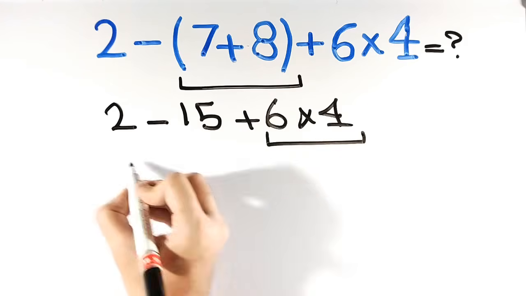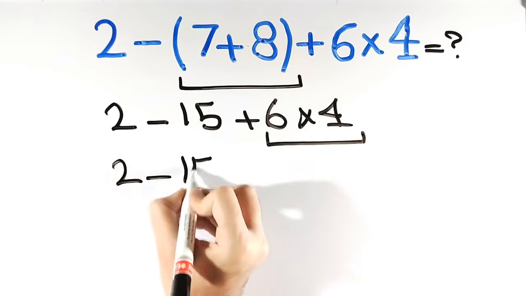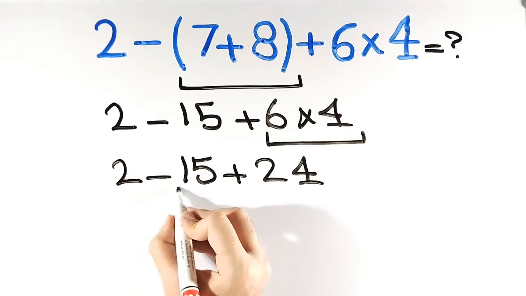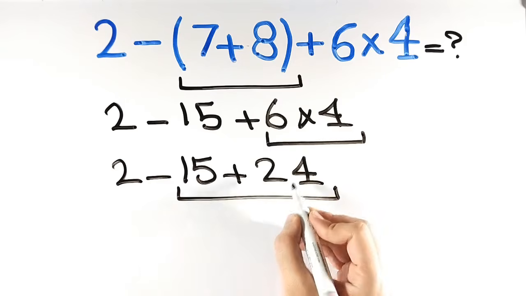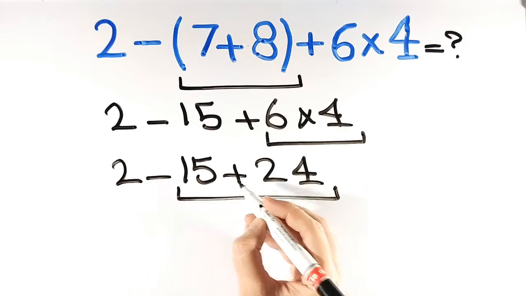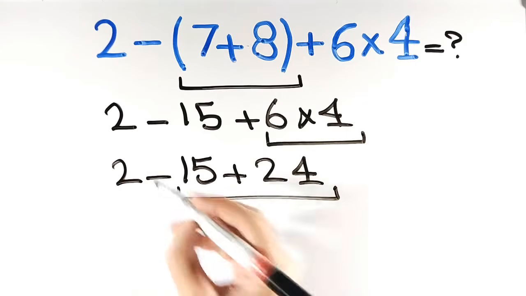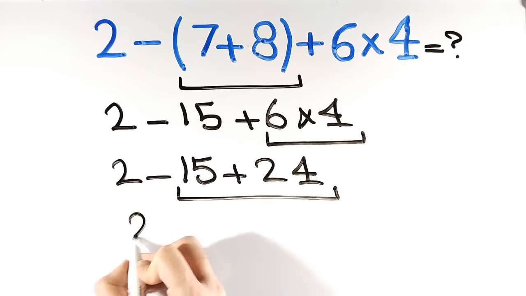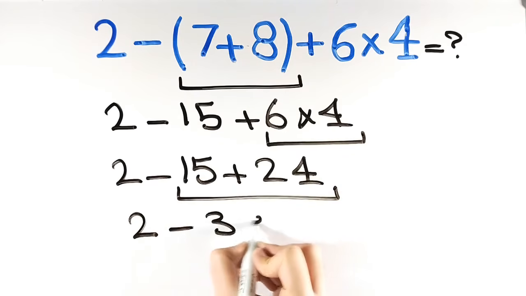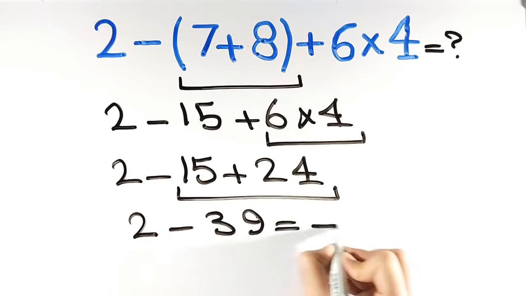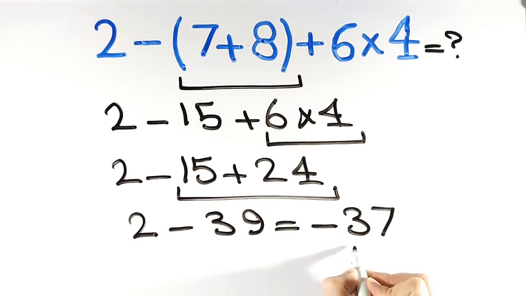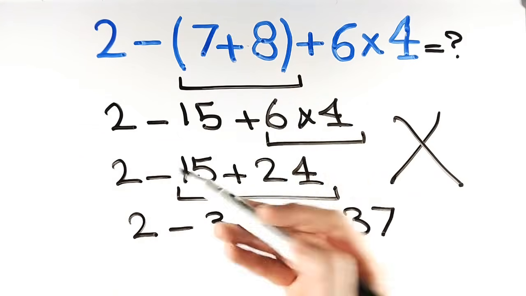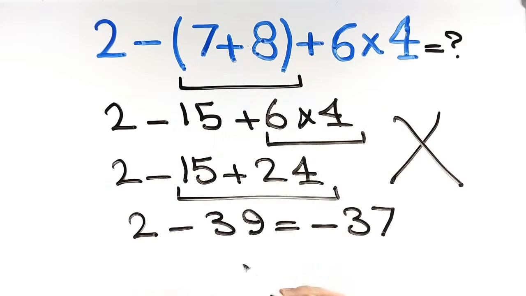So, they write this expression as 2 minus 15 plus 24. Then, they go for the addition between 15 and 24 because they believe addition has a higher priority than subtraction. So, instead of this expression, they write 2 minus 39, which finally gives them the answer negative 37. But that's definitely wrong. Alright, now let me show you how to solve this expression properly.